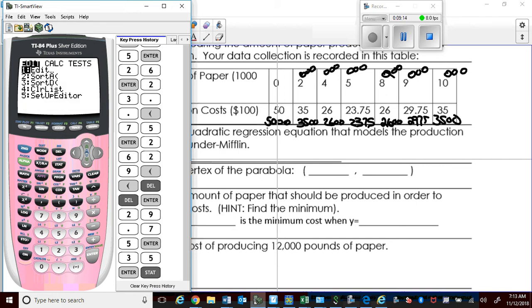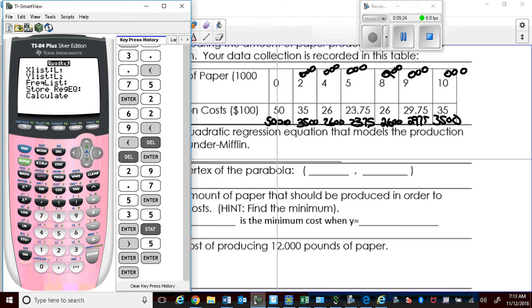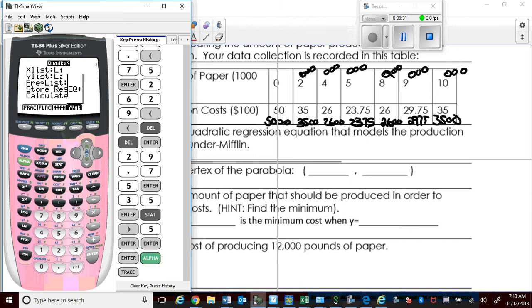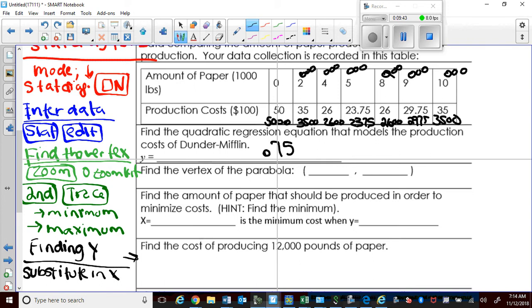So I press stat, right arrow over to calc, and I'm going to go down to number 5. Go down to where it's the store regression equation. You're going to store this equation into the y equals function. So press alpha trace, press enter, and enter, enter. And I get 0.75x squared minus 9x plus 50.